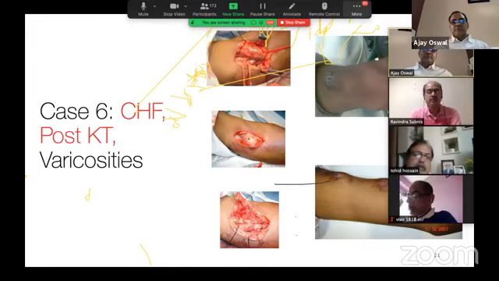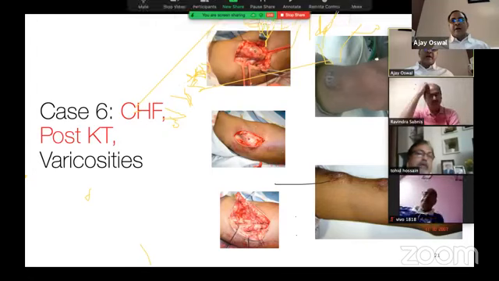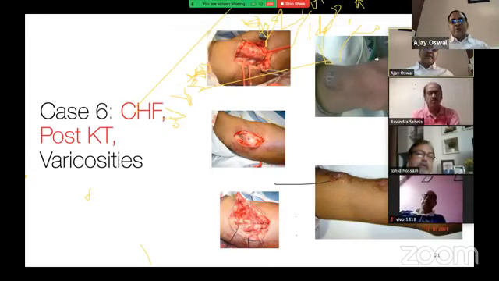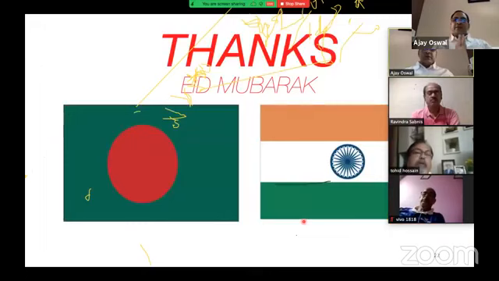That's it. So we took proximal and distal control, separated the artery and vein, underran the vein with 6-0 Prolene in 2 layers, and used the remaining patch of vein to repair the artery. Successful. Thank you very much, and I wish Eid Mubarak to all the participants.